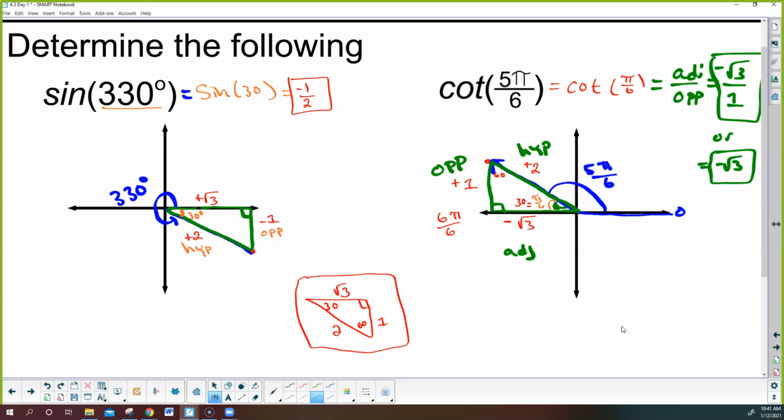Now, we're going to be doing this Thursday, Friday as well. So you're going to get more and more practice with evaluating these functions based off of the reference angles. And the only two things you need to know are 30, 60, 90 and 45, 45, 90 triangles.